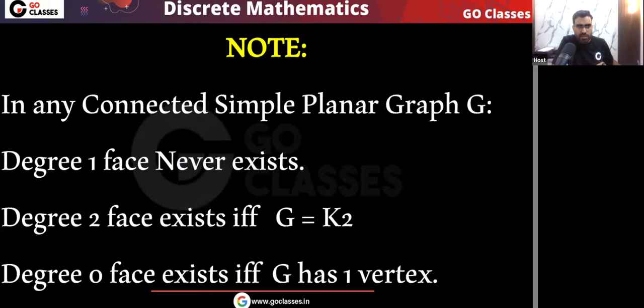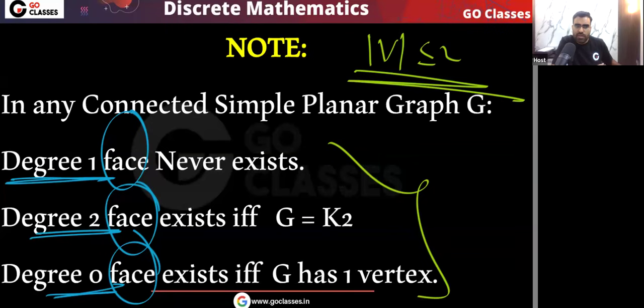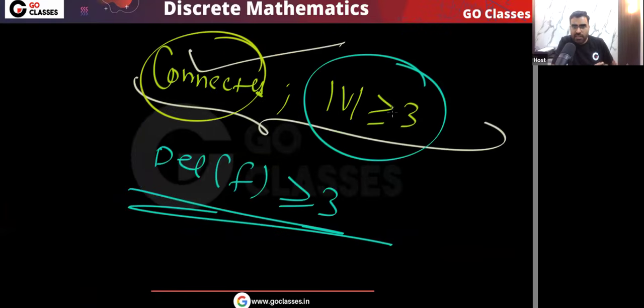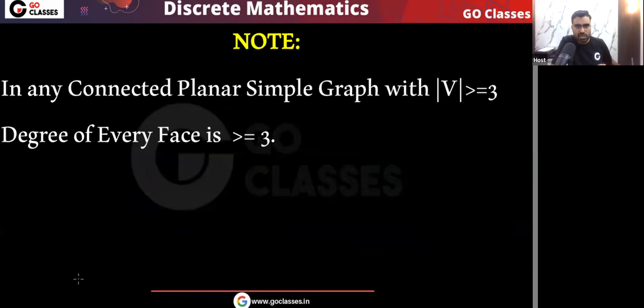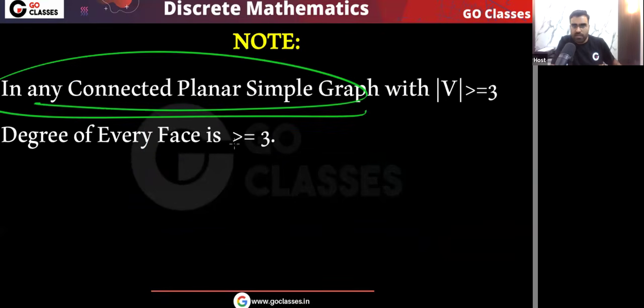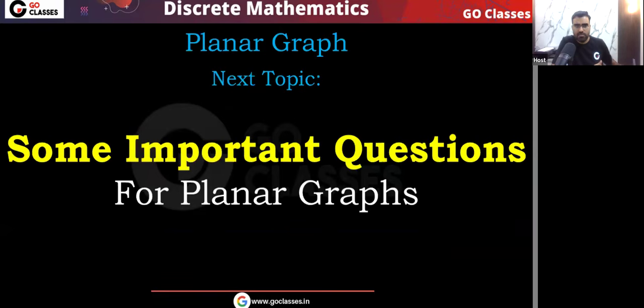This is what I want to tell you: degree 0, 1, 2 faces are very limited. You can only find them if the number of vertices is less than or equal to 2. But if your graph is connected and has at least 3 vertices, then the degree of every face will be at least 3. So this is the note you can read here: in any connected planar graph with at least 3 vertices, the degree of every face will be greater than or equal to 3. Is this point clear?